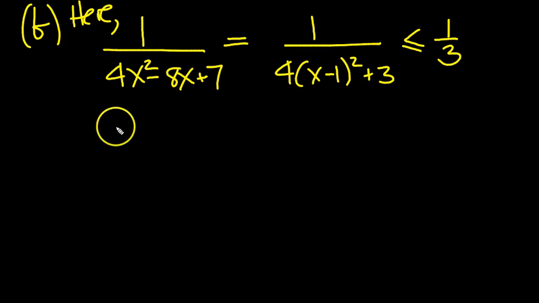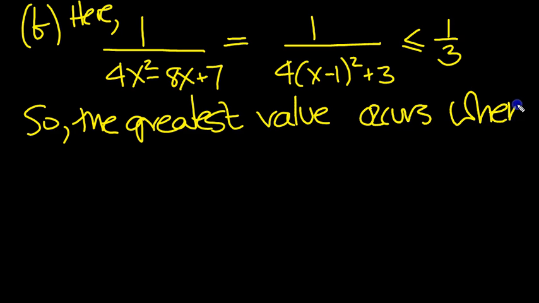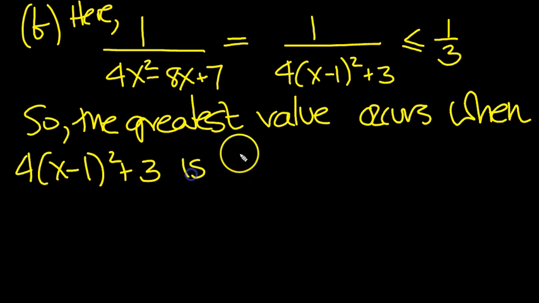Yeah, and so the greatest value occurs when, well, when this is least. 4 x minus 1 squared plus 3 is least.